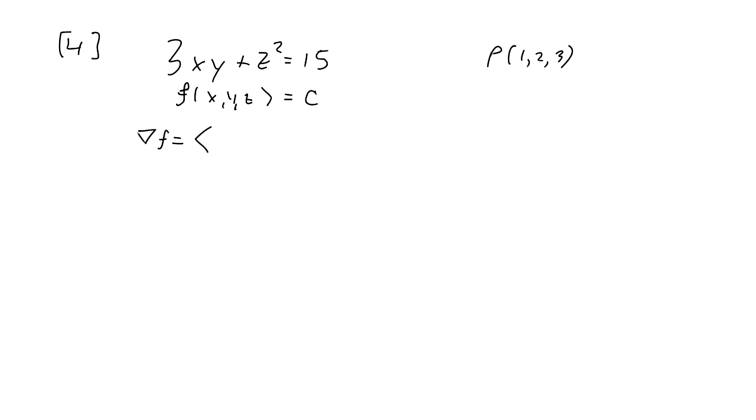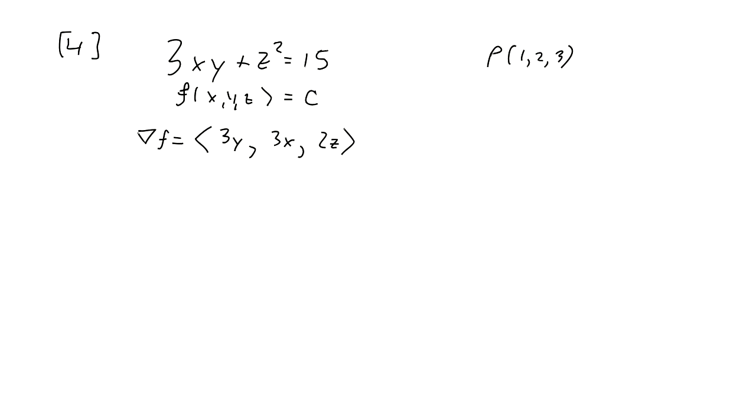So first of all, I take the derivative of f with respect to x, which is 3y. Then I take the derivative with respect to y, which is 3x. And then finally, I take the derivative with respect to z, which is 2z. Now this gives you a perpendicular vector or a normal vector at any point on the surface.